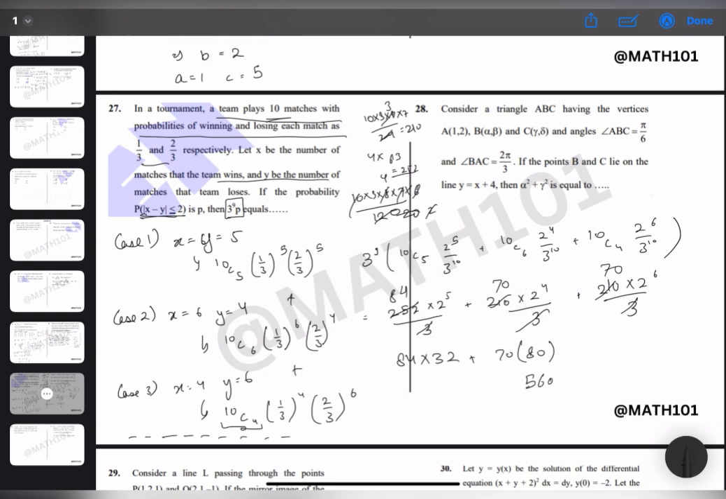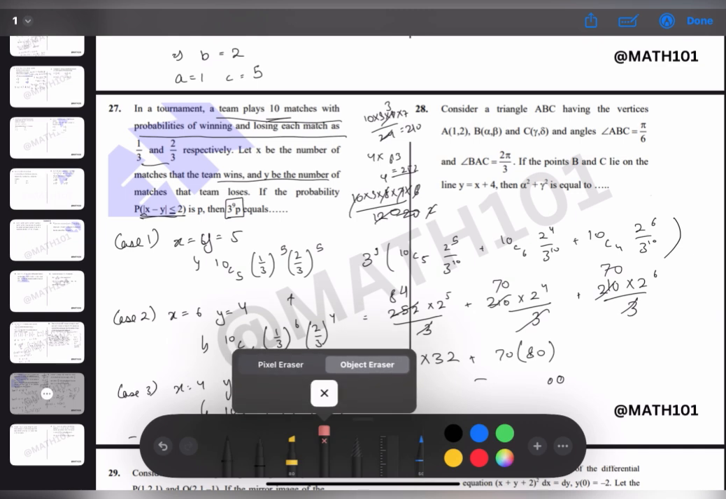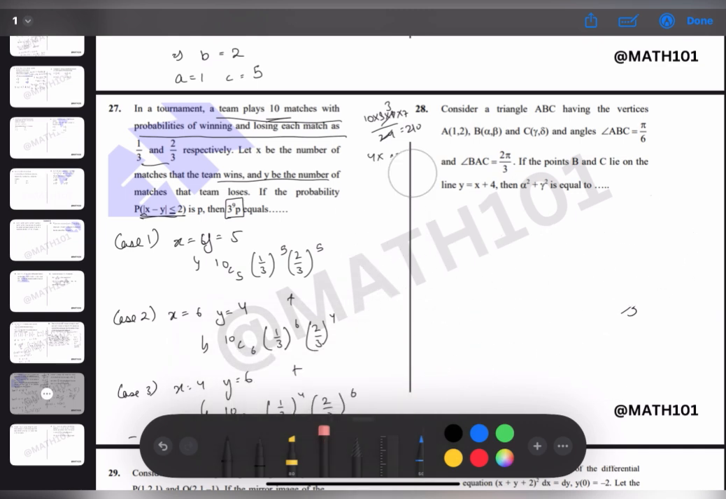This is 5600 and this is 32 times 84. 2560 plus 128, so 2688. So this is 8488. Sorry, 8288. This is our answer. Moving on.